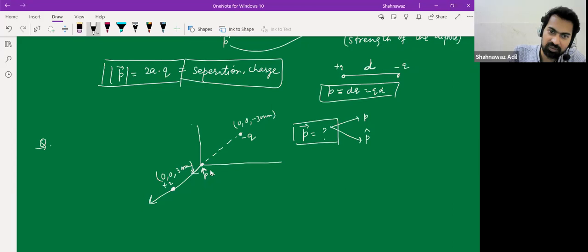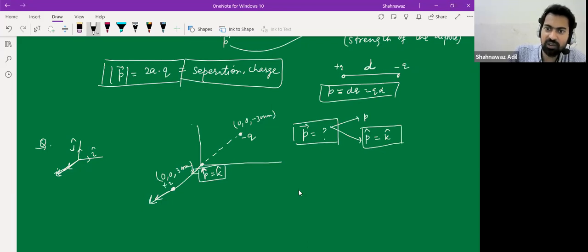And what is this direction? Can you identify? Z direction, the Z axis. But what is the unit vector of the Z axis? K cap. Yes, so P hat would be K cap, right? Yes, sir, this part is clear that this is K hat.